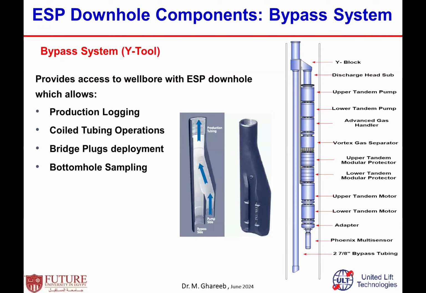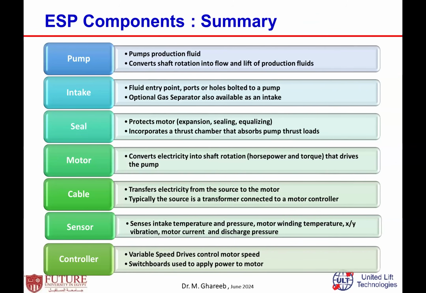But with this configuration, as in this picture, you have the Y tool, which allows you to connect the bottom hole assembly in one part, while the other part is free downhole. This allows you to run production logging, coil tubing, whatever you need to run downhole to access the perforations. This is just a summary of the ESP components: pump, intake, motor, cable, downhole sensor, controllers and service equipment.